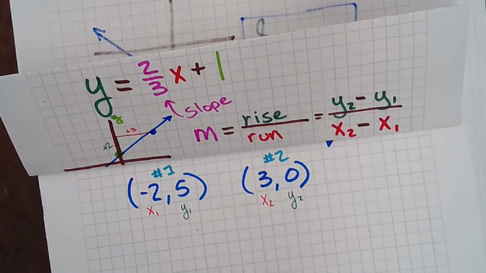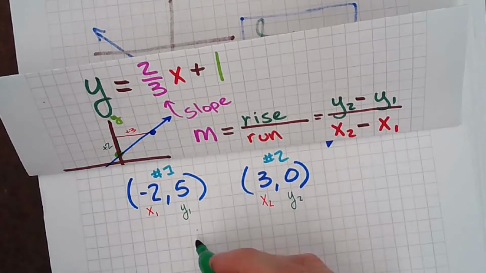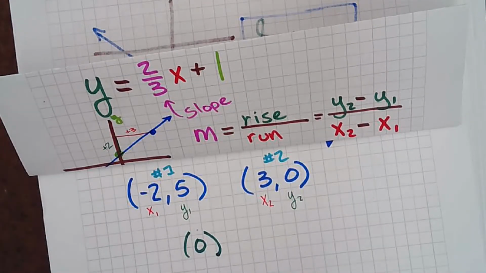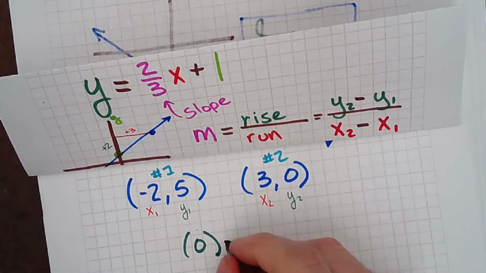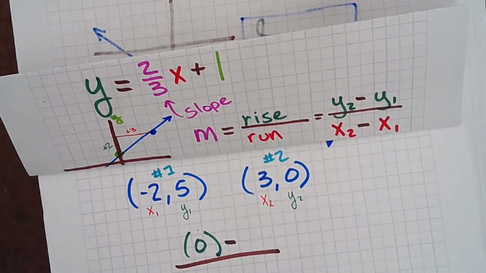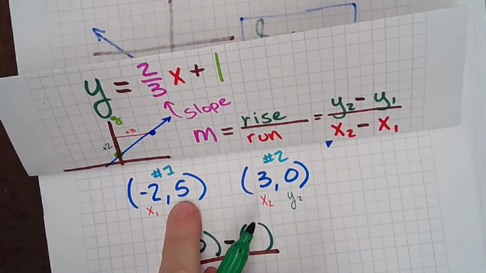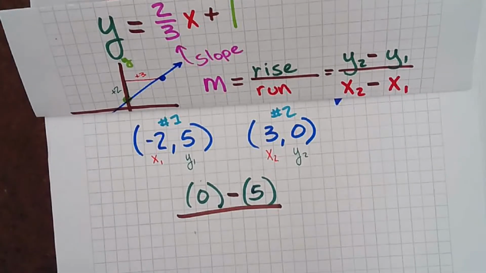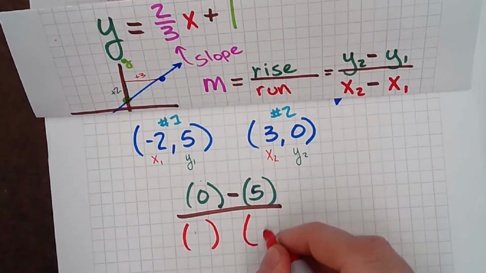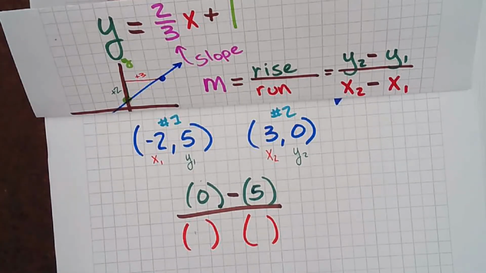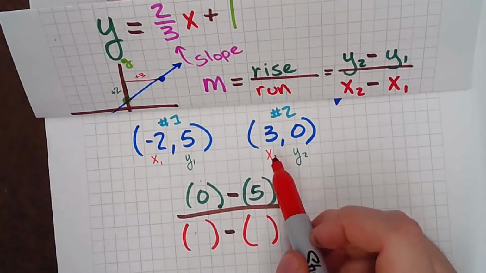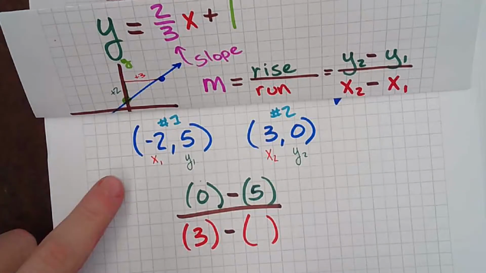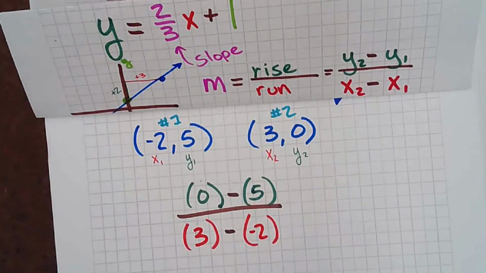So let's write this out. So y2 we said was 0. So let's plug that into our formula. That's 0. And then we're going to subtract y1 from it. Well, y1 is 5. Then we're supposed to, on the bottom, subtract x2 minus x1. And I'm plugging stuff into my formula, so I always make sure to wrap in parentheses so I don't make a mistake. x2 is 3. x1 is minus 2. And now we just do some math here.